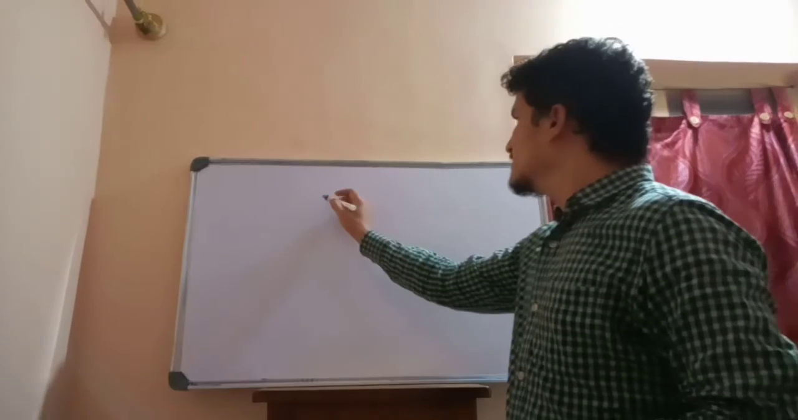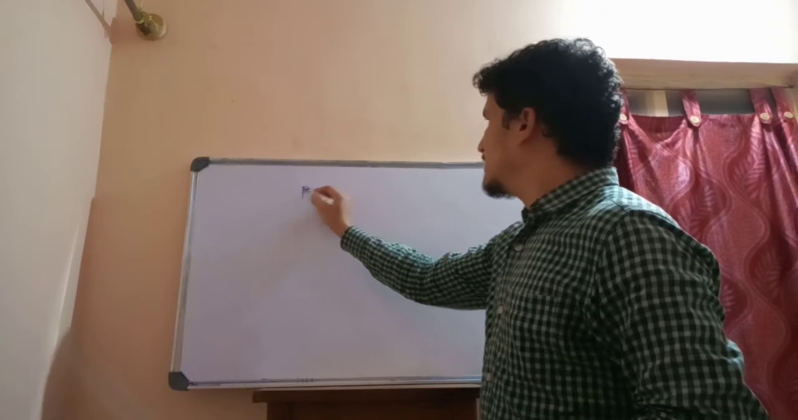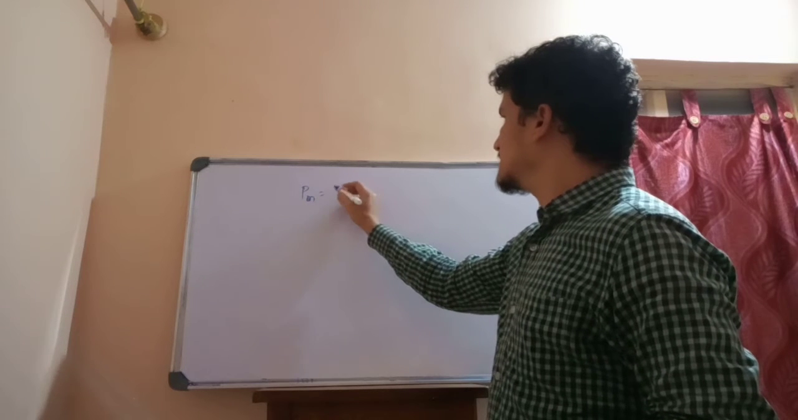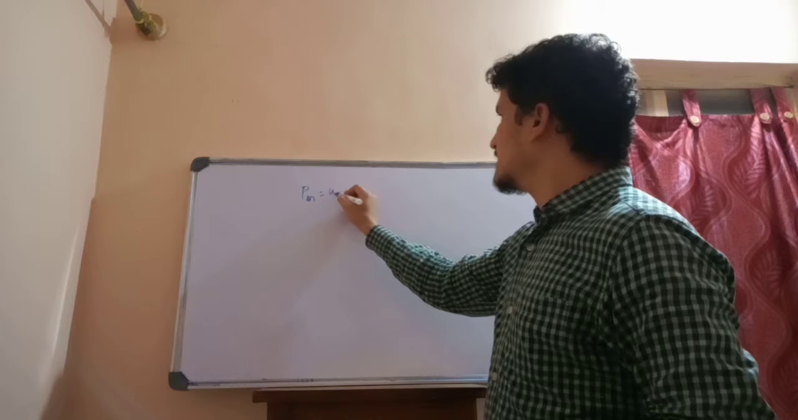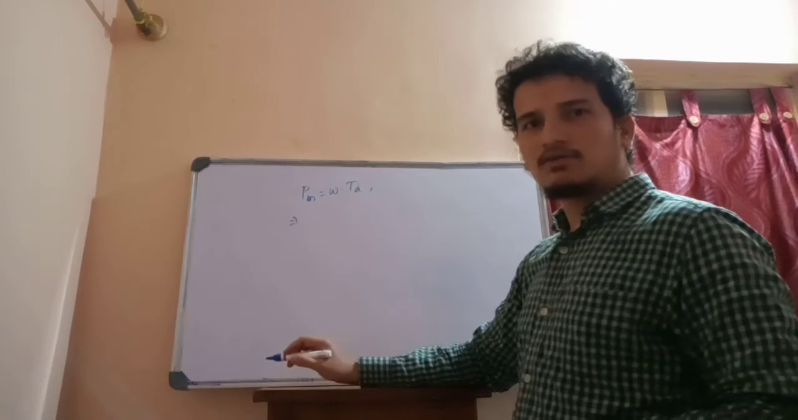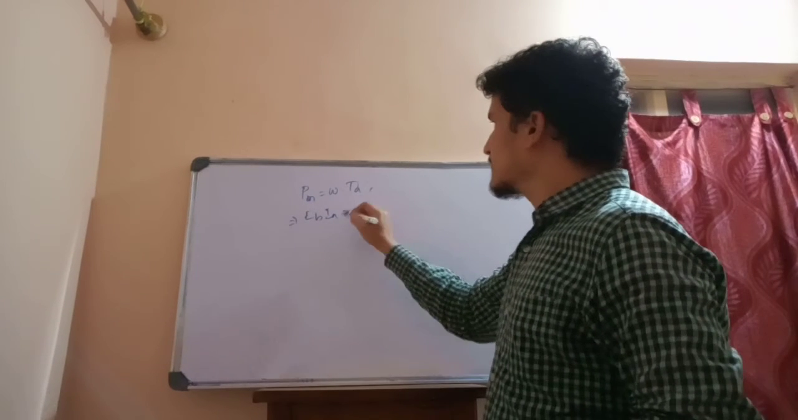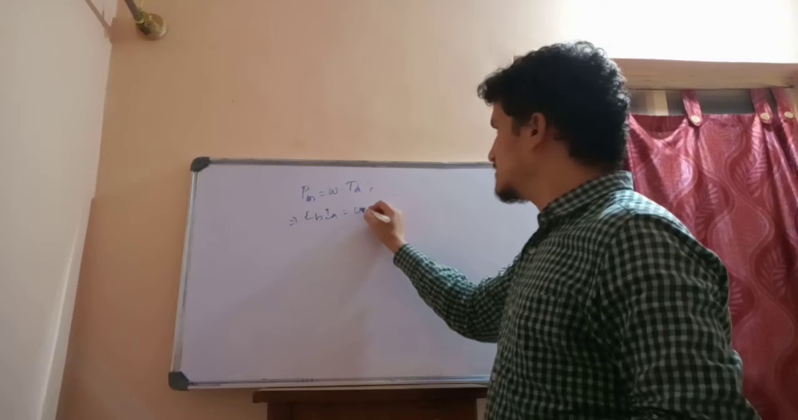So we have T, as I told earlier. PM, the mechanical power output, must be equal to what? Omega into TA, the power output. What is the electrical equivalent of mechanical power? That is EB into IA, which is equal to omega into TA.